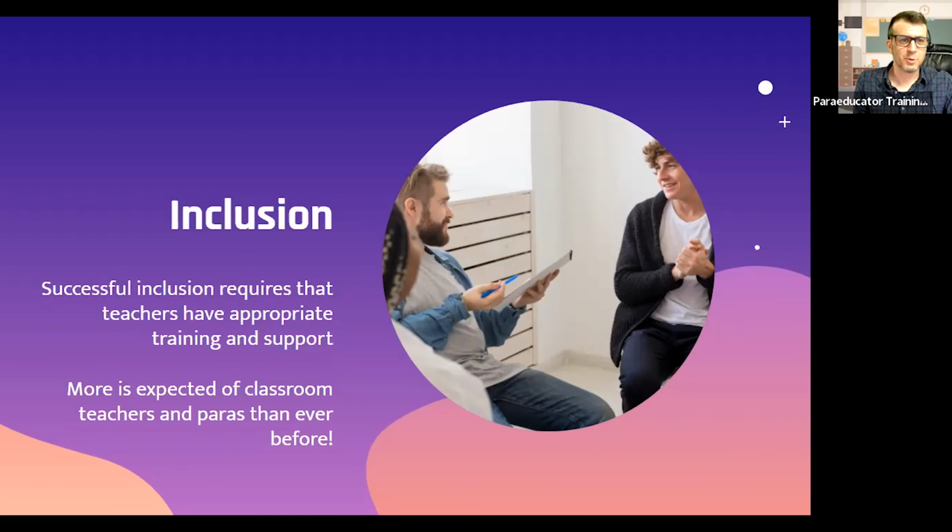Successful inclusion requires that teachers have appropriate training and support. More is expected of classroom teachers and paras than ever before. You know, it just keeps increasing. They never decrease their expectations on educators.